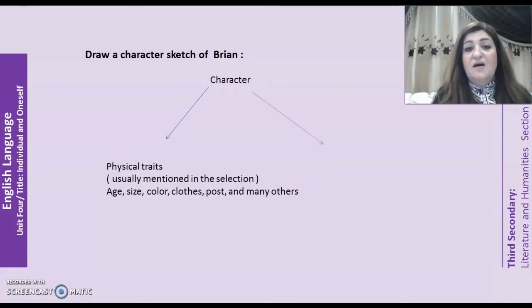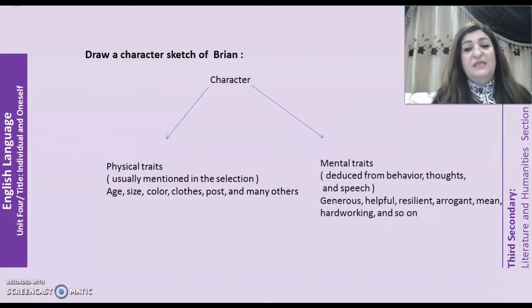The second are the mental traits. Mental traits are not mentioned in the text. We deduce them. How? By looking at how the person speaks, what he thinks, and how he behaves. Thus, the behavior, the speech, and the thoughts of the character help us deduce his character, like he is generous, helpful, resilient, mean, etc.